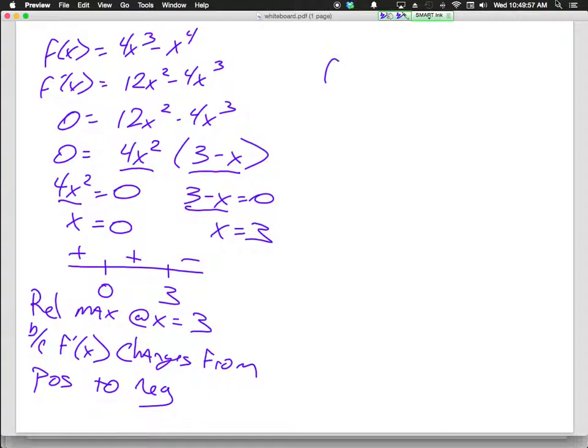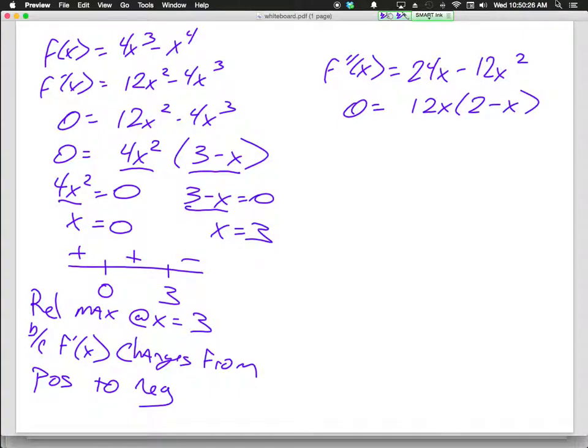So that gives me 24x minus 12x squared. Then what do I want to do? Set it equal to 0. Solve. How am I going to solve? Say equals 0. There we go. So set it equal to 0, take out a 12x. That gives me 2 minus x. So that means we're going to get x equals 0, and we're going to get x equals 2.